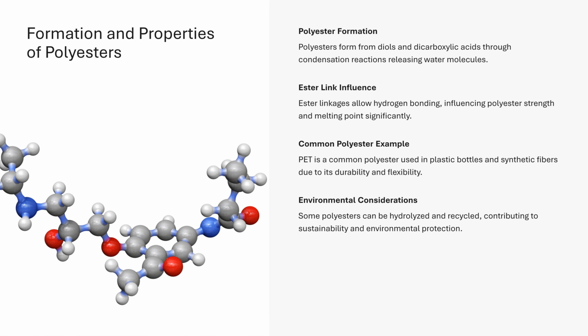Students must be able to draw the repeating unit of a polyester given the structures of the monomers, using brackets and the correct linkage. A common example is PET, polyethylene terephthalate, widely used in plastic bottles and synthetic fibers. The presence of ester links allows for intermolecular forces such as hydrogen bonding, influencing the strength and melting point of the polymer. Polyesters are generally strong, flexible, and resistant to many chemicals, making them suitable for clothing and packaging.